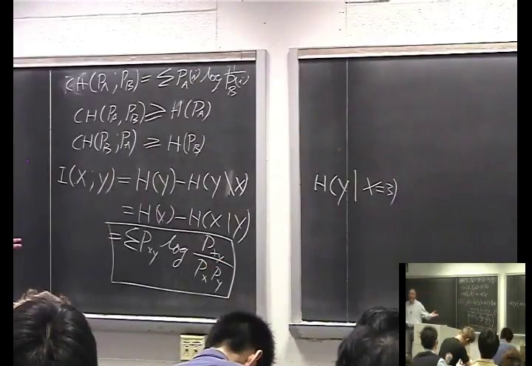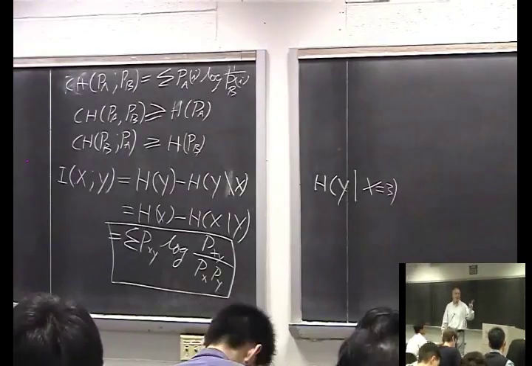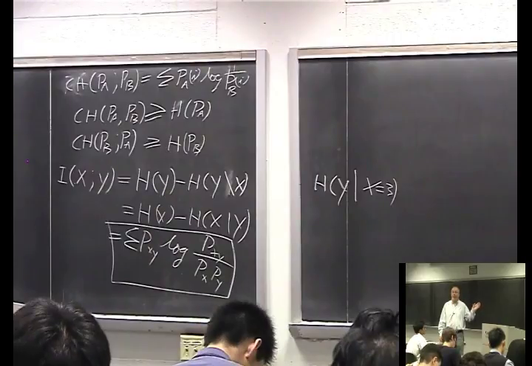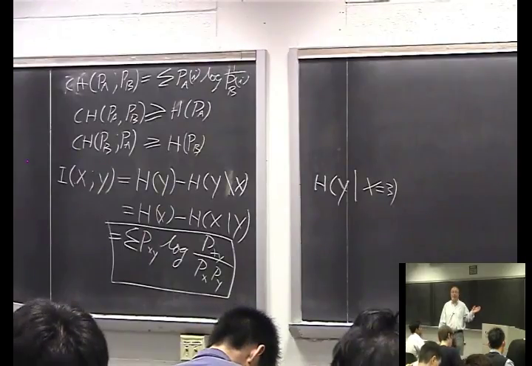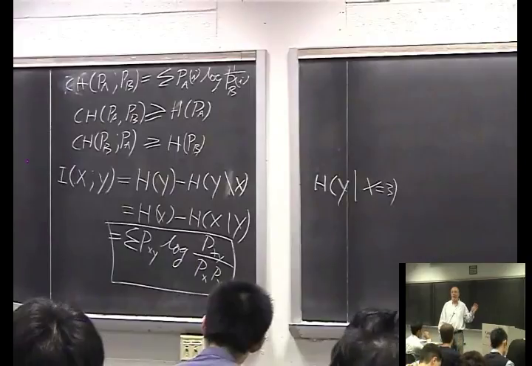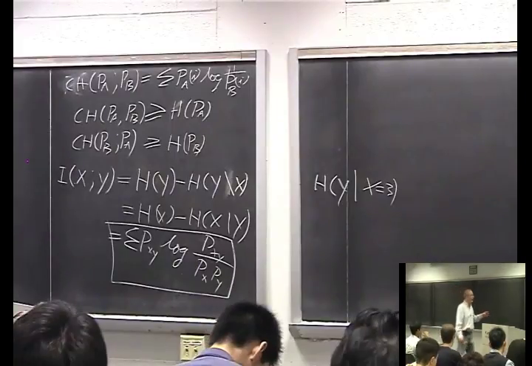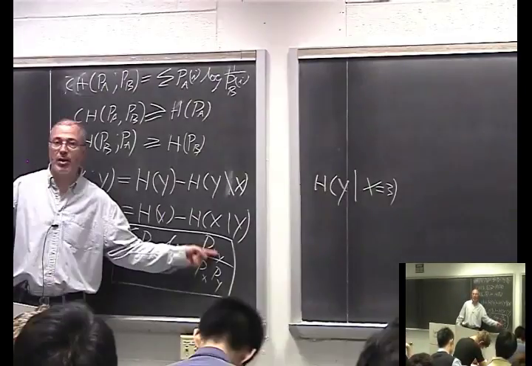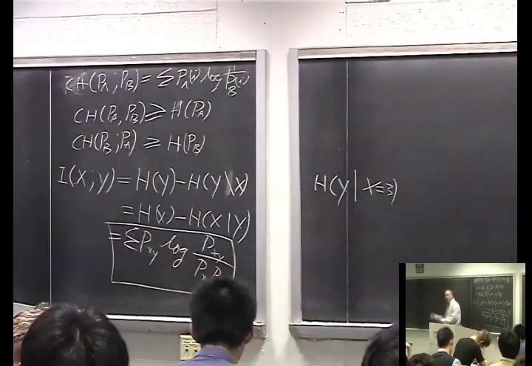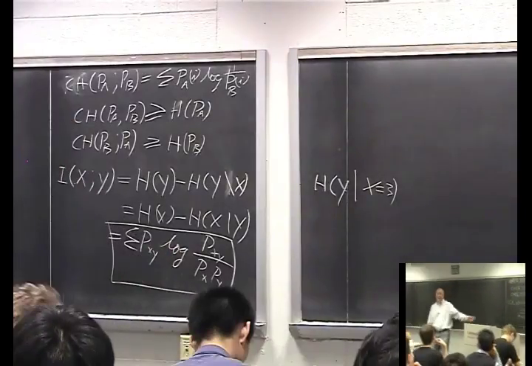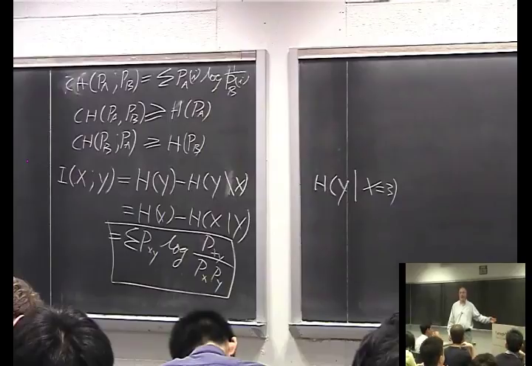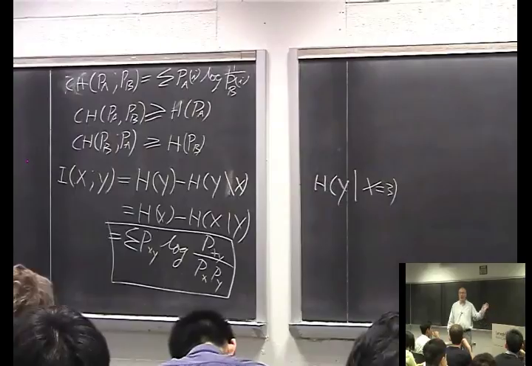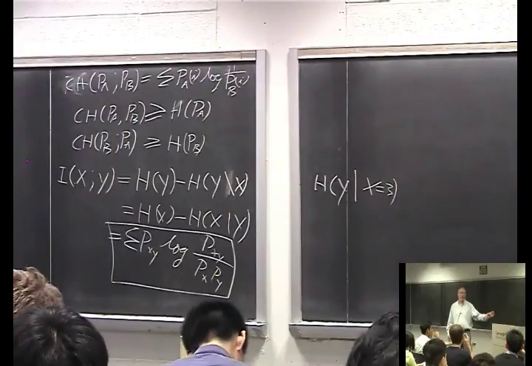But this shows you very clearly, A, that it's symmetric with regard to x and y, and B, that if x and y are independent, then mutual information is 0. Because if they're independent, P of xy is always the same as P of x times P of y. This is 1, this is 0. It doesn't show you the other direction. It's not obvious from this expression that every time the mutual information is 0, x and y are necessarily independent.